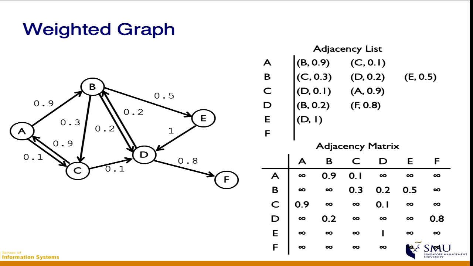Now, this is an example of a weighted graph. As far as a graph is concerned, it's still similar. You can still represent it using an adjacency list. You can still represent it using an adjacency matrix. The only difference is that now you have weights, which tend to be some real value that has some meaning in addition to the connectivity.